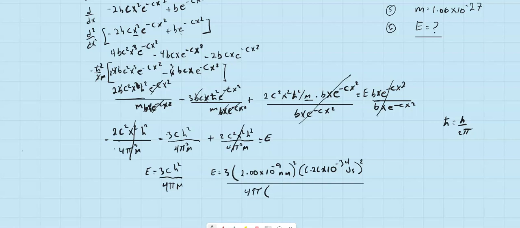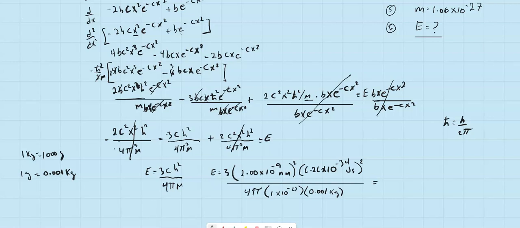So you know that 1 kilogram is equal to 1,000 grams. So 1 gram is equal to 0.001 kilogram. So I'm just going to come over here and put 1 times 10 to the negative 27 times 0.001 kilogram.